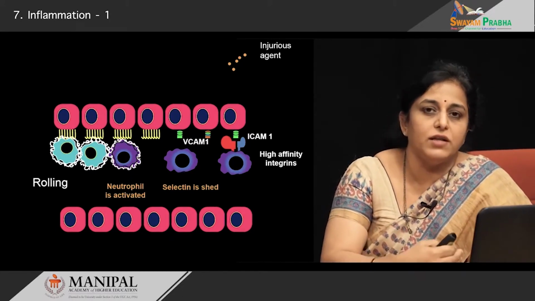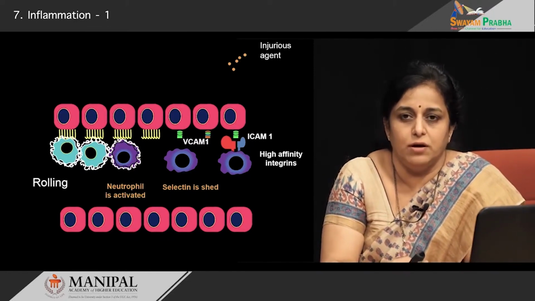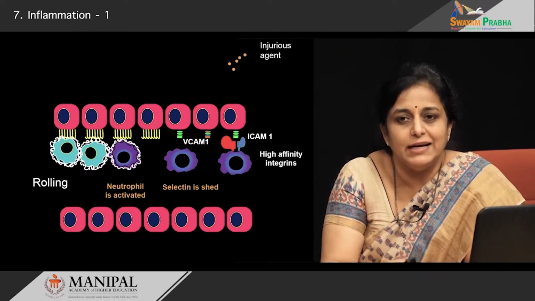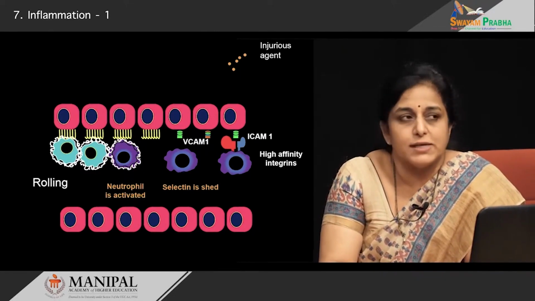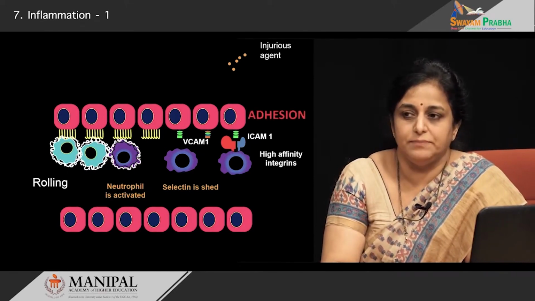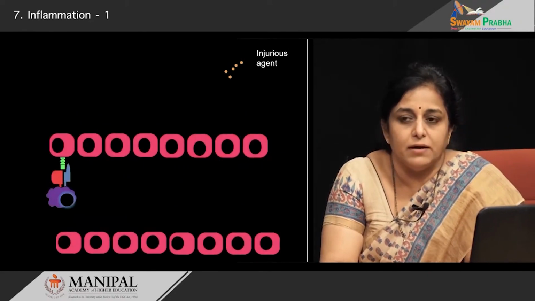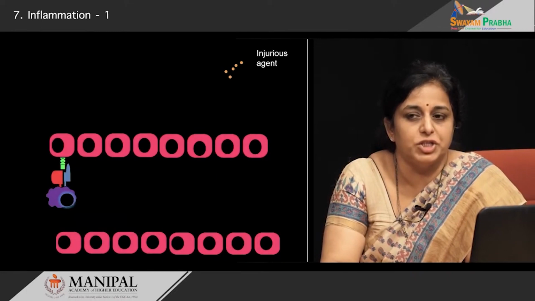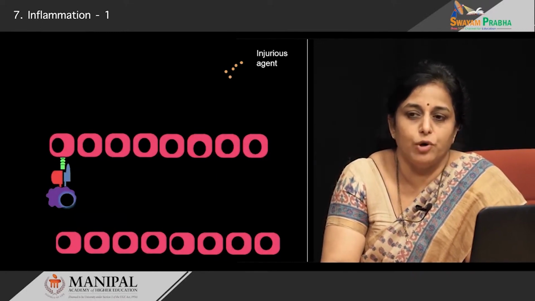In rolling, we saw that there was some adhesion, but it was a very weak affinity adhesion, because of which it is getting detached when the blood flows fast. But now, because of the expression of integrins and ICAM, there is binding, and this is a firm adhesion that is brought about between these two cells. So that is the next step. Now what is happening here? Now there is a firm adhesion brought about by integrins and endothelial adhesion molecules.